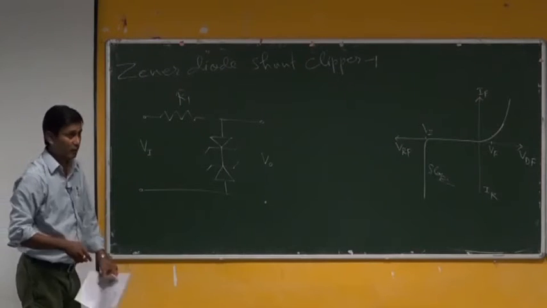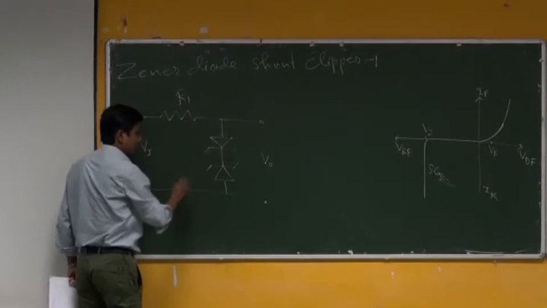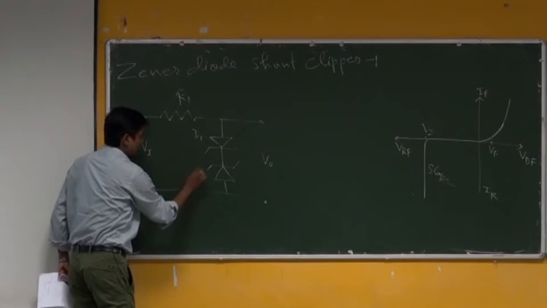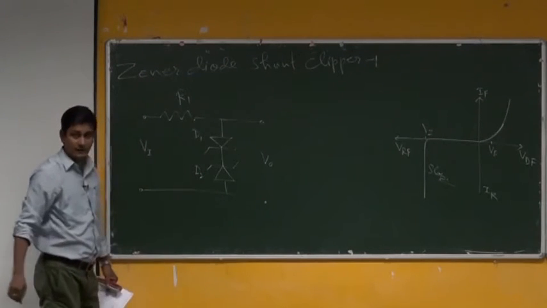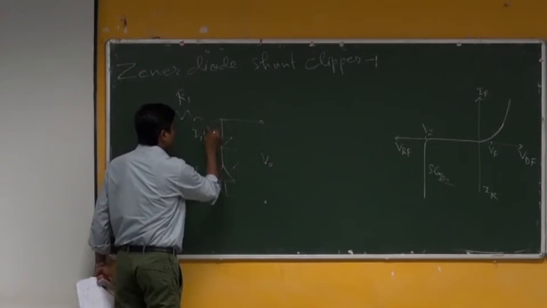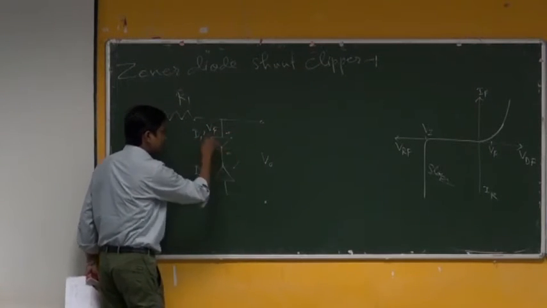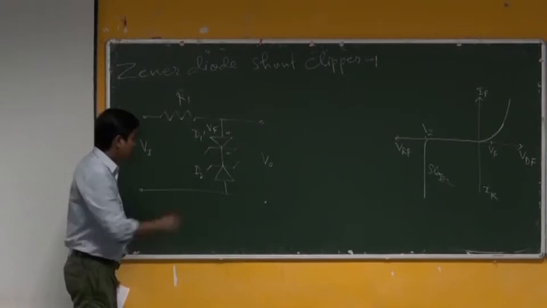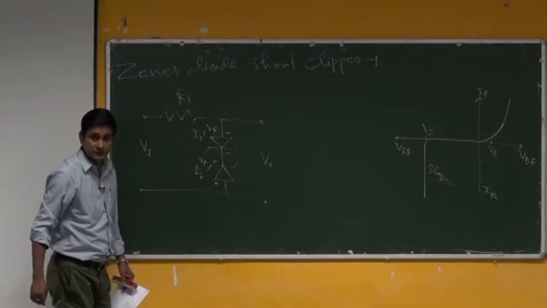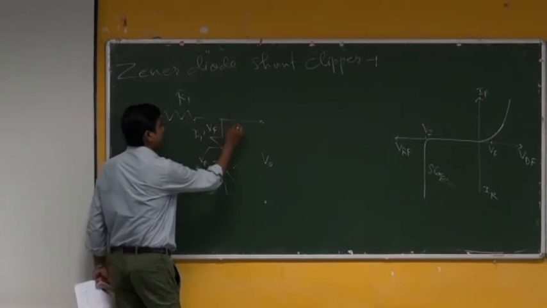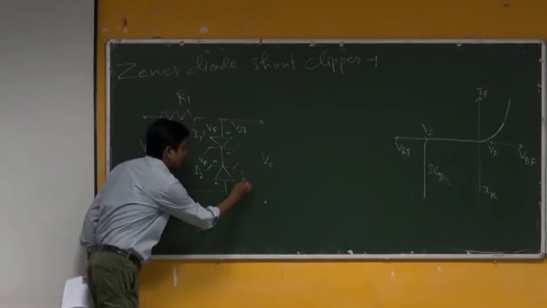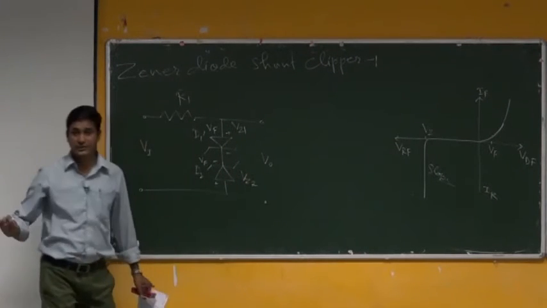This is the configuration we consider for a clipper circuit, where D1 is a Zener diode with its forward voltage Vf, plus minus. D2 also has forward voltage Vf, plus minus, and it has breakdown at, say, Vz1, and it has reverse breakdown at, say, Vz2.